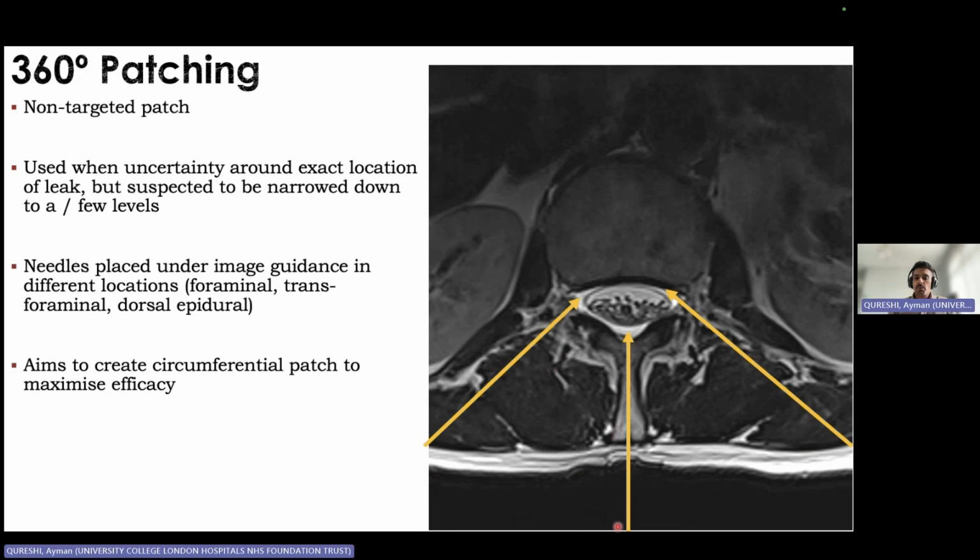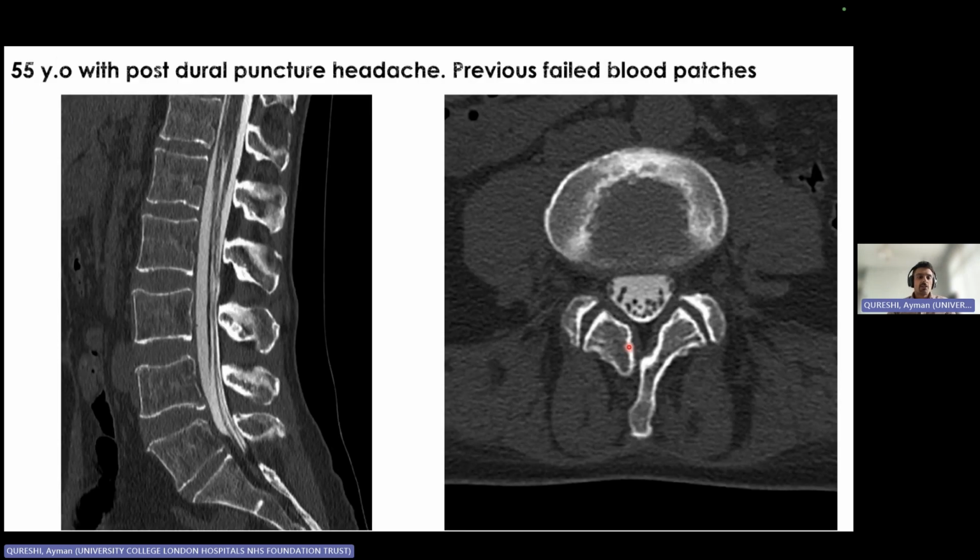So that's what we would do. You utilize all different types, the transforaminal, the foraminal, dorsal epidural access, to try and seal the hole. So here's an example of a patient with a post-dural puncture headache. As you can see, they've had a myelogram done to try and look for the site of the leak. Often in post-dural puncture headaches, the chances of finding a leak from a myelogram are extremely low. But it does confirm that there is no extradural collection, as we can see over here.